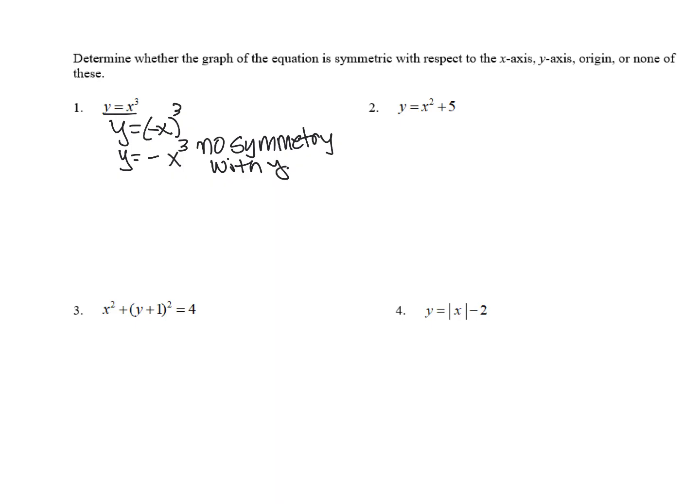So what about symmetry with the x-axis? Well, that means I'm going to plug in negative y into my formula, and then I'll simplify. Well, to simplify, we would divide by negative 1. So y equals negative x to the third. And again, those are not the same equation, so we do not have symmetry with the x-axis.